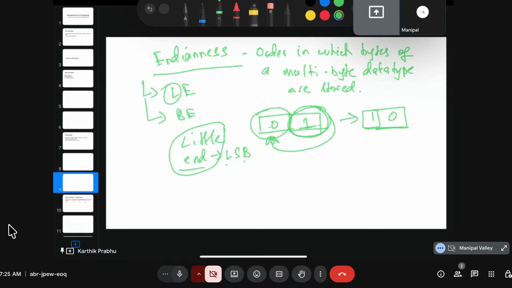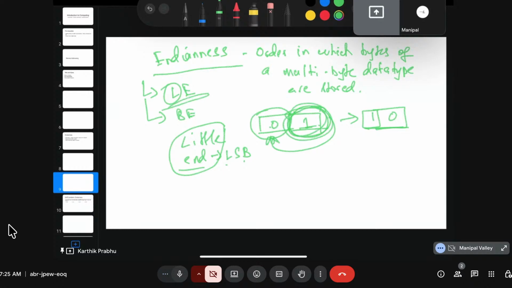Now I have one question. So this order does not really matter because mostly all of the systems are now little endian, right? Yeah. There's not an issue of that.